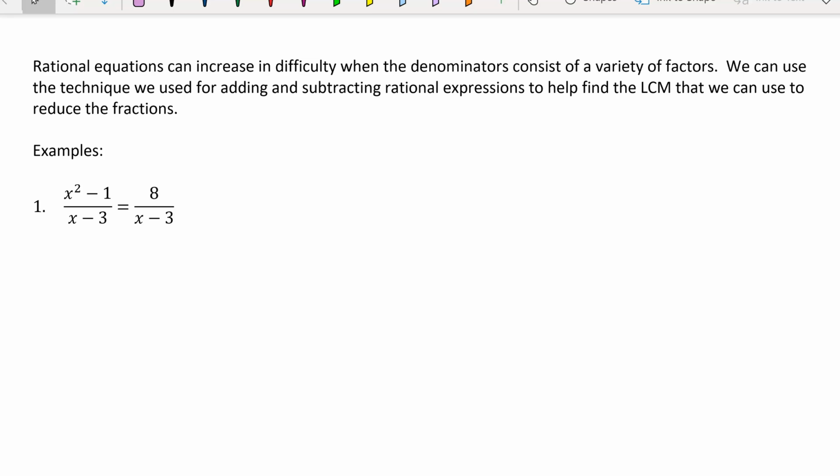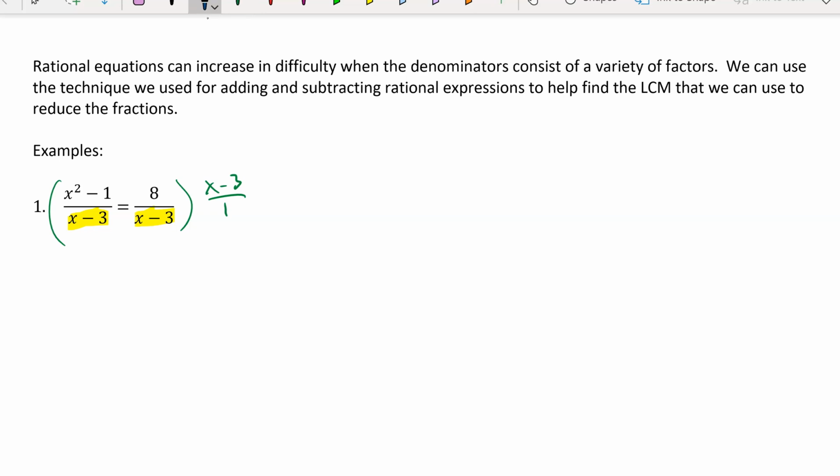Let's solve some rational equations. Our general strategy is to try to clear the denominators from any rational expression. In this first example, things are pretty straightforward because the only denominator is x minus 3. So I can multiply both sides of the equation by that factor.